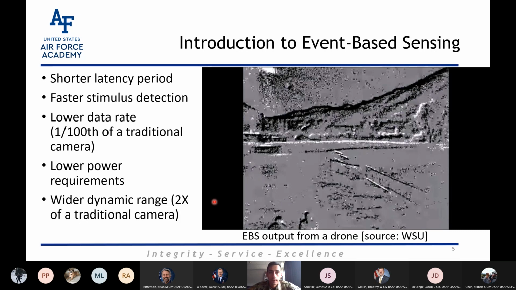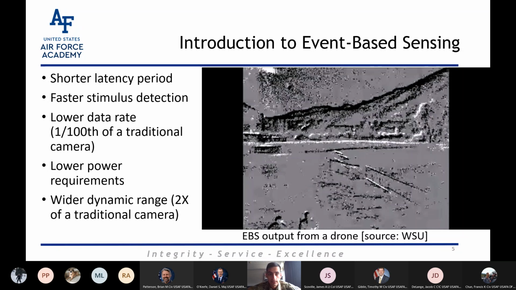The advantages of event-based sensing are shorter latency, much faster stimulus detection, about 1/100th of a traditional camera, much lower power requirements, and a much wider dynamic range. So what I'm going to do here is play this video, and what you're going to see is just the event-based output from a drone, from our friends at Western Sydney University. They recorded this some time ago, and they sent it over, and I just think it's interesting, and it really highlights some of the things that an event-based camera has over a traditional camera.